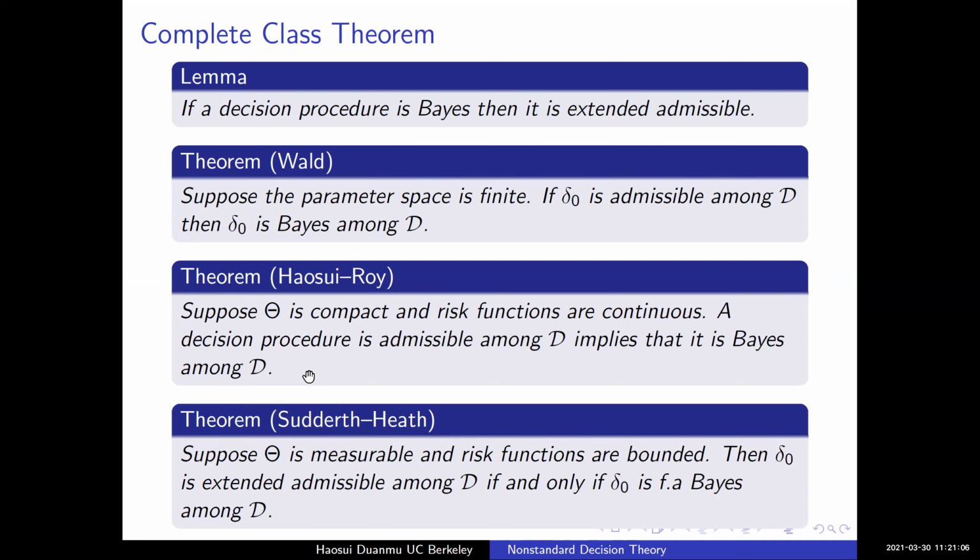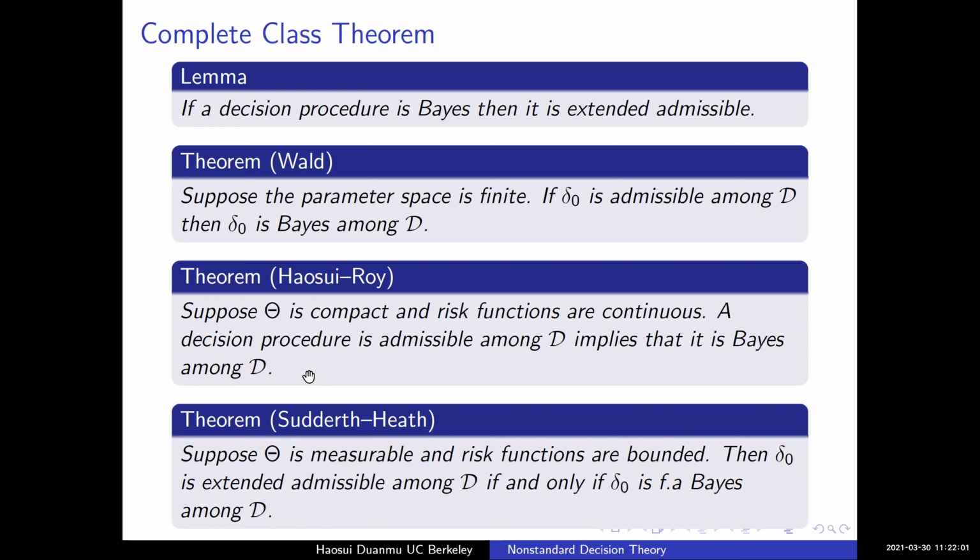So the first lemma basically says that if a decision procedure is Bayes optimal, then it is extended admissible. This is obvious from the definition, because if the decision procedure is not extended admissible, then it must be epsilon-dominated by some other decision procedure for some positive epsilon. So it cannot be Bayes optimal. So this first lemma holds for every decision problem. The first important theorem is by Abraham Wald, which says that if the parameter space is finite, then delta being admissible implies it is Bayes optimal. Actually, here one can replace admissible by extended admissible and get an equivalence between extended admissibility and Bayes optimality for decision problems with finite parameter space.